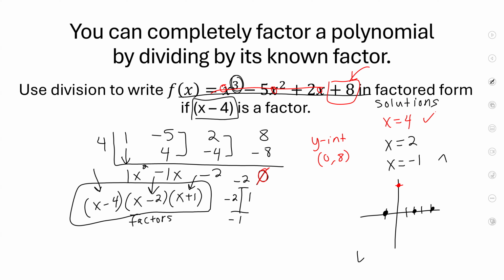Did any of my answers repeat? That means the multiplicity is what? So the multiplicity is 1. That's odd. So if it's odd, what do I do at each of these x-intercepts? Yep, I'm going to intersect it. I'm going to cross them. So we're going to start down here, cross that x-intercept, go up here, cross this one, cross that one. So that's what your graph would look like.